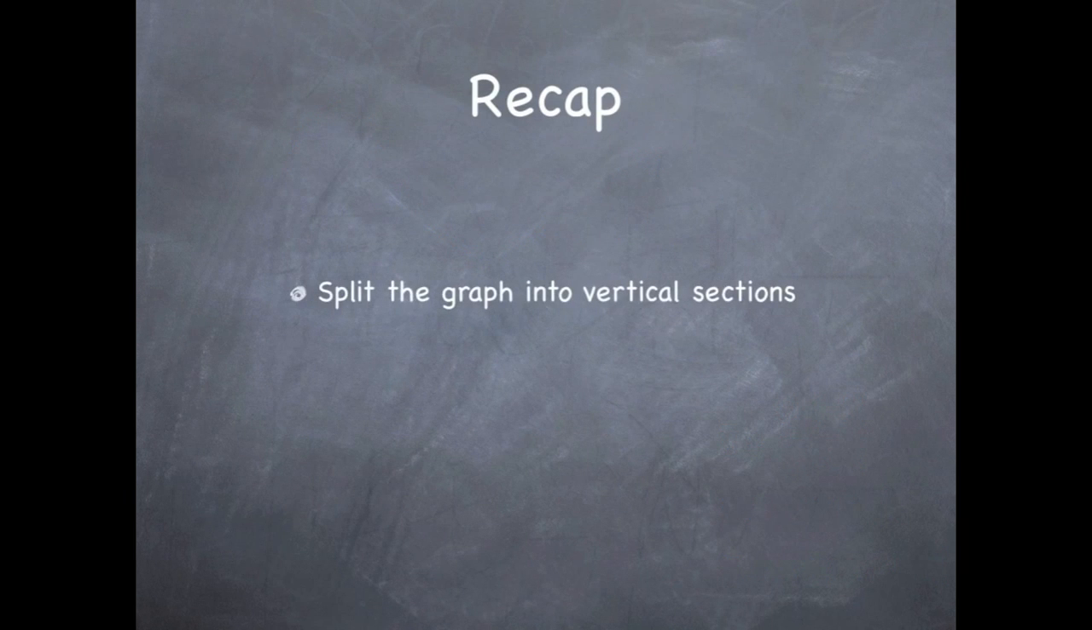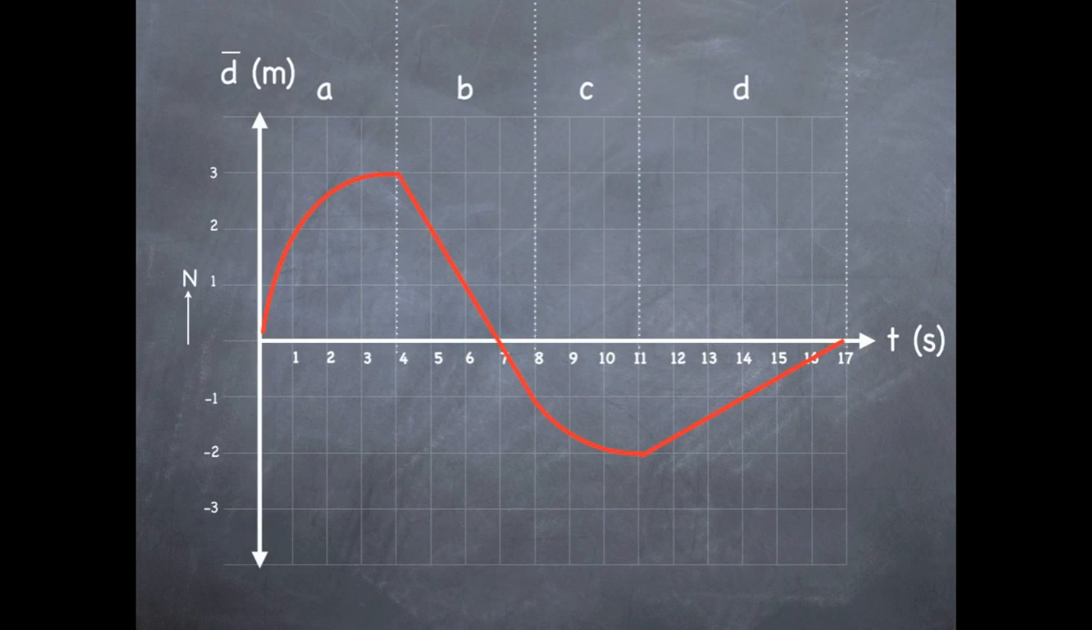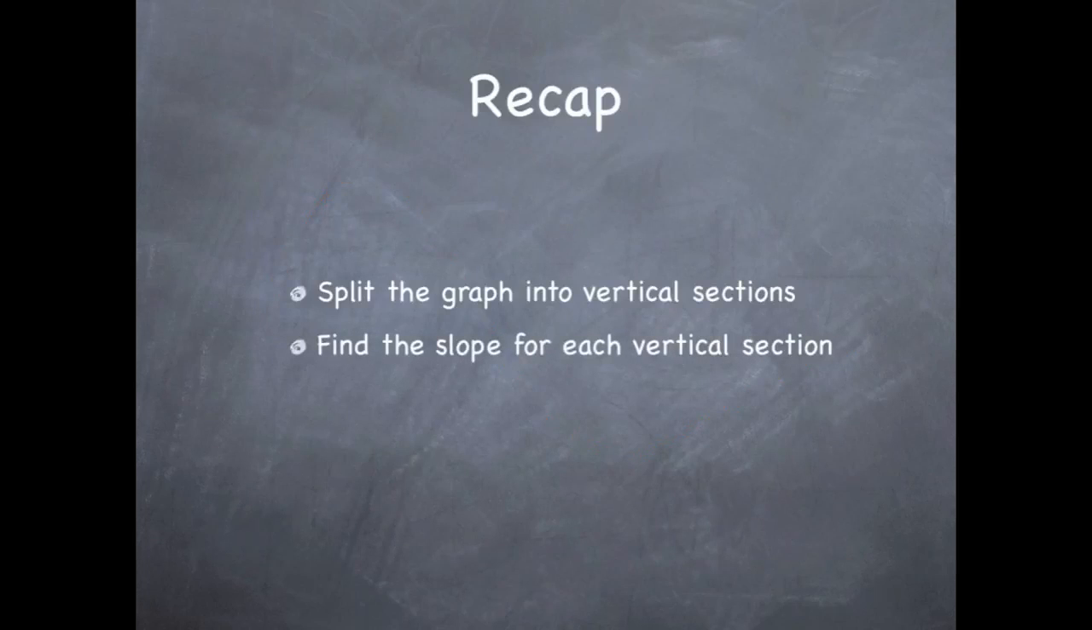So, to recap on how you convert a position time graph to a velocity time graph, you first split the graph into vertical sections. Then you find the slope for each vertical section.